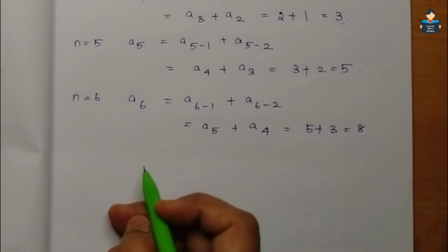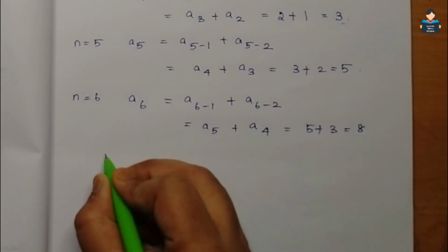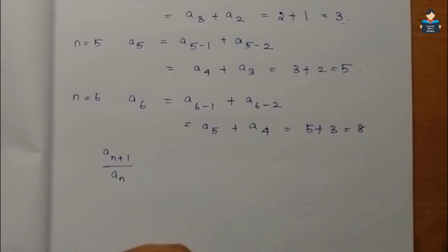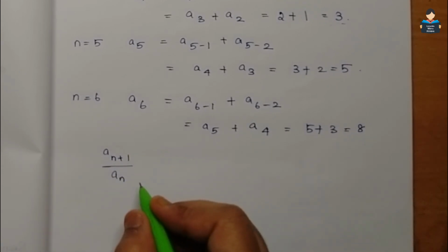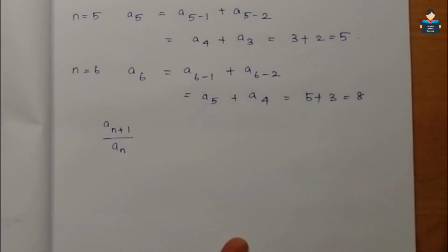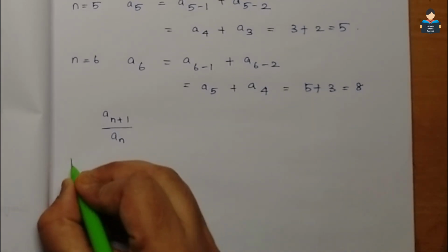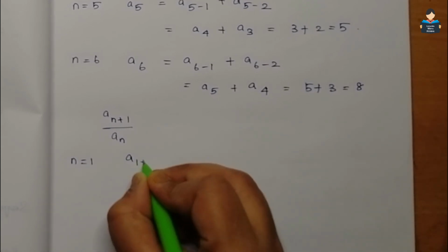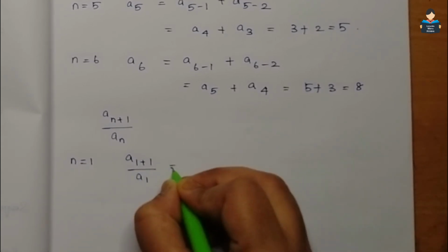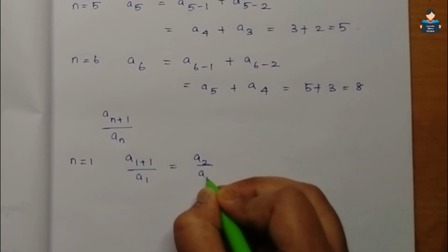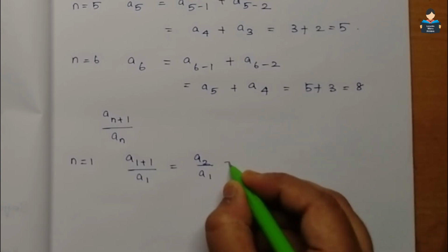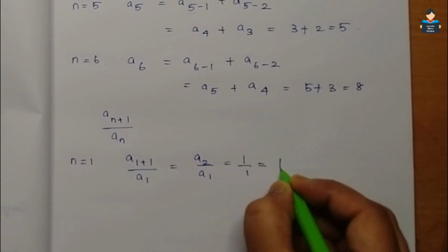And what they have asked is to find an+1 by an. For this, we need to find the values for n equal to 1, 2, 3 up to 5. So n equal to 1: a1+1 by a1, that is a2 by a1. In the question, a2 and a1 values are given as 1. So 1 by 1, this is 1.